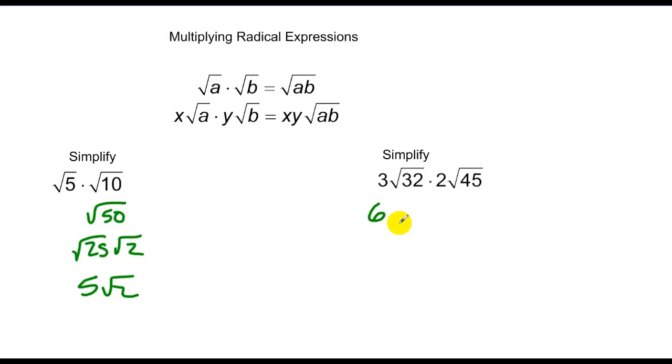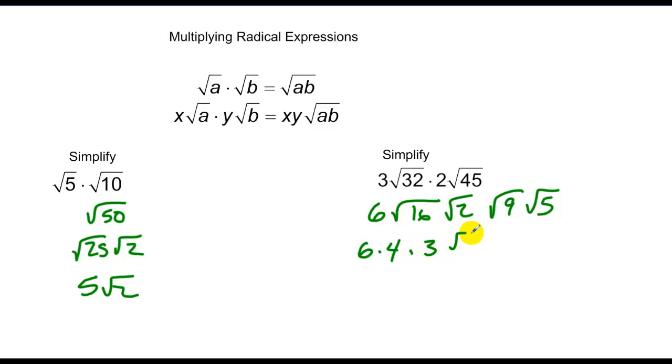And now what I'm going to choose to do is the following. I don't want to go 32 times 45. I'm going to break down 32 into 16 and 2. Then I'm going to break down 45 into 9 and 5. And notice from here I can pull a 4 from the 16 and a 3 from the 9, and they have root 2 and root 5 left. So therefore I can multiply these together, get 12 root 10, and be done.